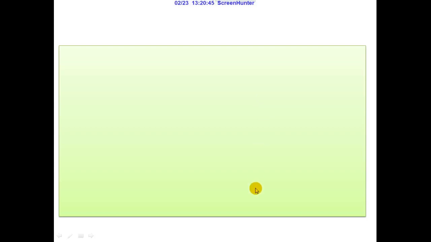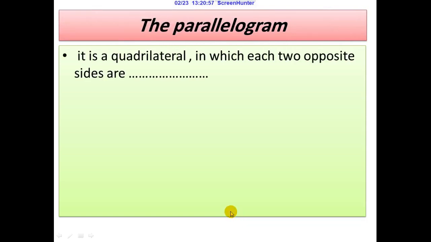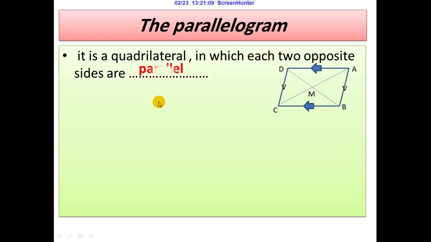Good morning, my students. Today we are going to talk about the third lesson in geometry, the parallelogram. What about the parallelogram? It is a quadrilateral in which each two opposite sides are parallel.